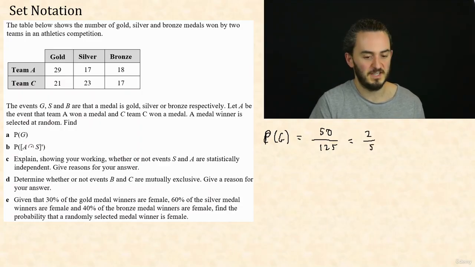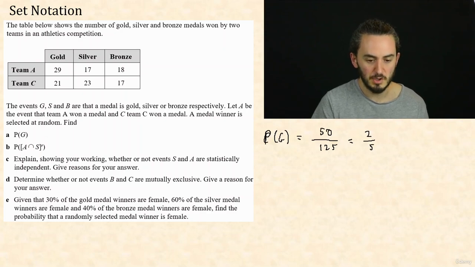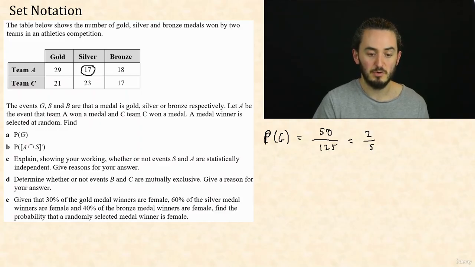Okay, here comes the set notation. Find the probability of not A and S. All right, well, firstly, we'll see what is A and S. A and S was from Team A and won silver. So A and S is this, someone from Team A who won silver. So not A and S is just everything else.